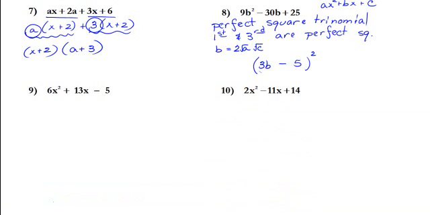Okay, I don't have any greatest common factors. I have 3 terms, and the leading coefficient is not 1. So I'm going to go through 3 options on how you can factor this. The first option is trial and error.